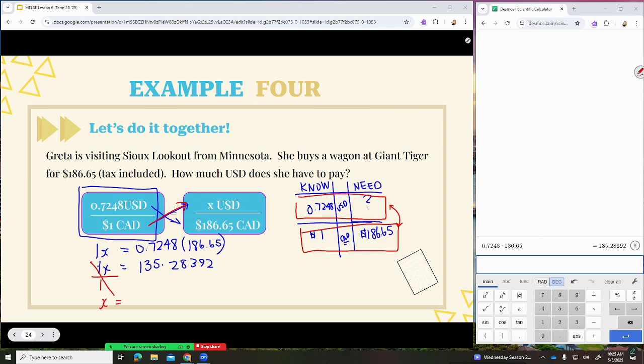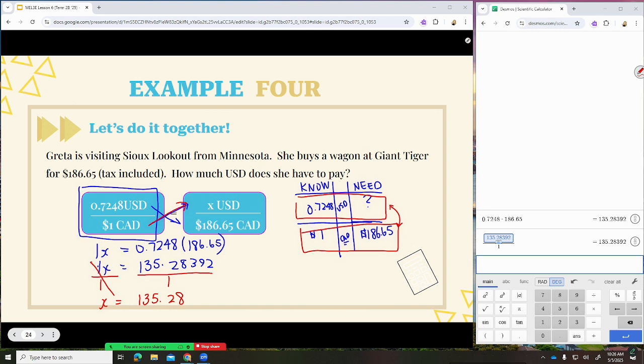But whatever we do to one side, we have to do to the other. So that means we also have to divide the other side by 1. Well, you'll notice that an answer divided by 1 gives you itself. Anything divided by 1 is itself. So now we have just x, which is what we wanted to solve for. We can say that x equals $135.28. Now, because it's our final answer, we can round it to just 2 decimal places.